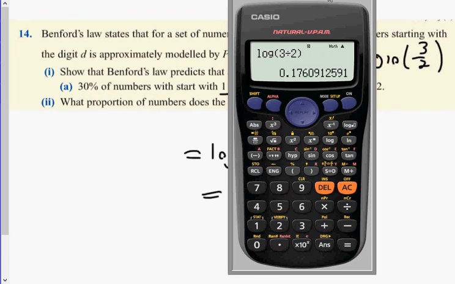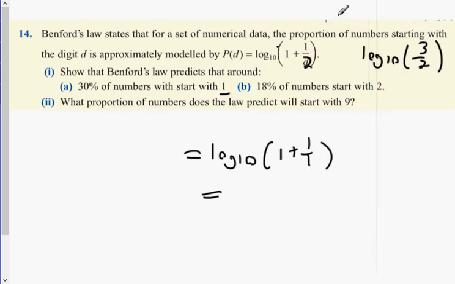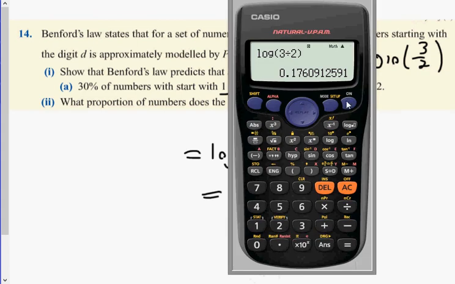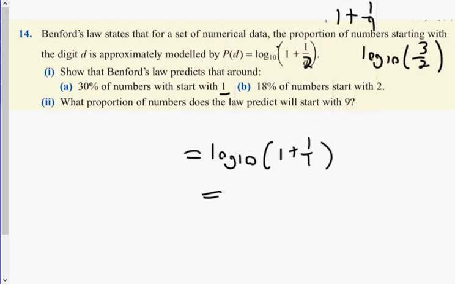And there's your 18%. And then finally, a ninth is going to be 1 plus 1 over 9. We can just do 1 and 1/9 if we want. We don't have to necessarily do just a button for that. Shift this button here. What's a 1 and 1/9, is it? And then what we get here, 0.0457 or 5%. Alright.